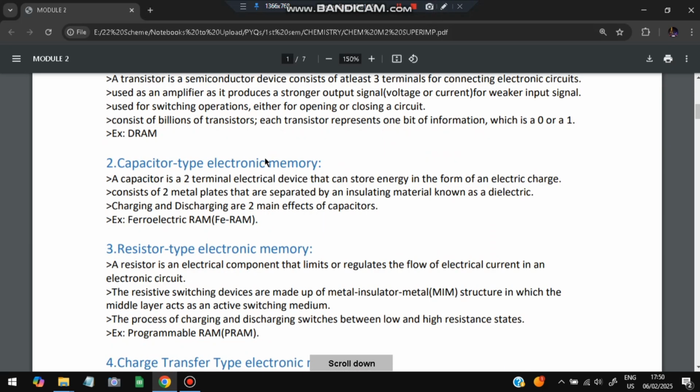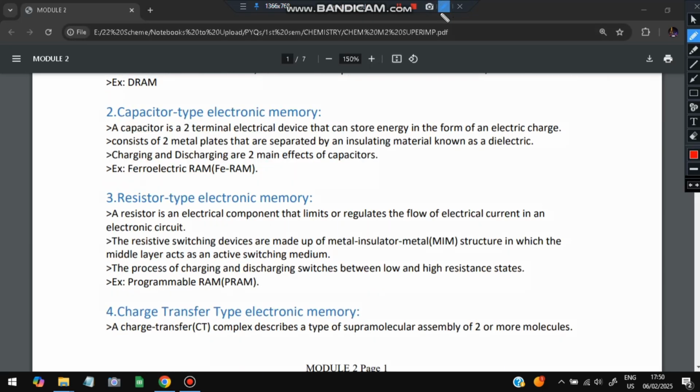The second one is capacitor type electronic memory. In that, there are two terminals, and in between them they can store energy. Example is the ferroelectric RAM, and charging and discharging of the capacitors can be programmed.